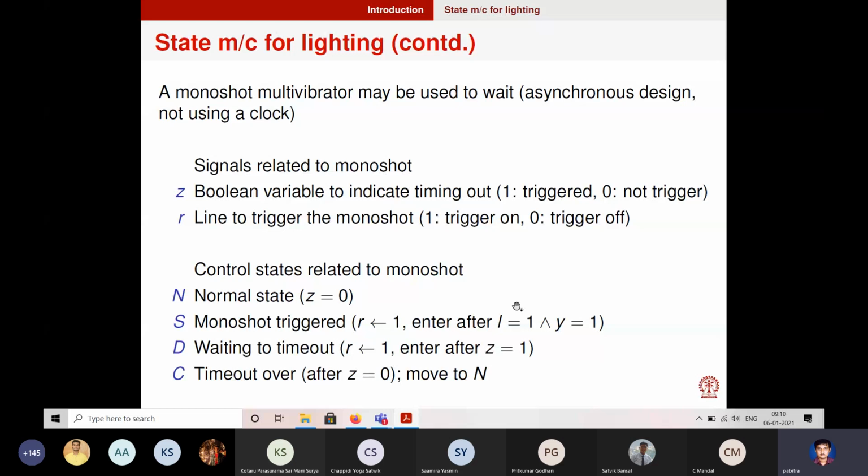So what is the advantage of this? First advantage is you don't need this stopwatch kind of thing which counts down from 1000 to 0. It need not count down. You need not look at the watch clock. So many digits, a 4-digit decimal number, counting down, all those things you don't need. It's directly event triggered. L equal to 1, Y equal to 1, monoshot fires, triggers. It stays for some time, comes down. So that's the advantage. You can do that.